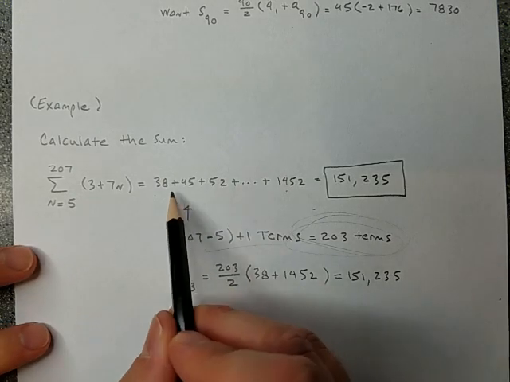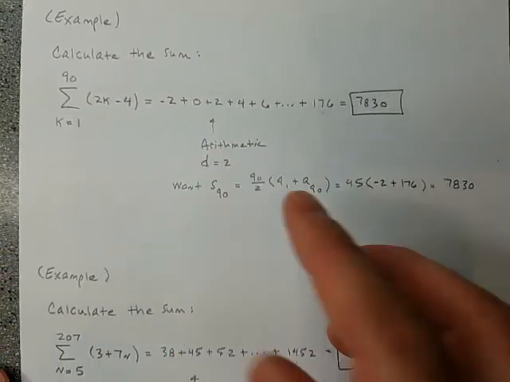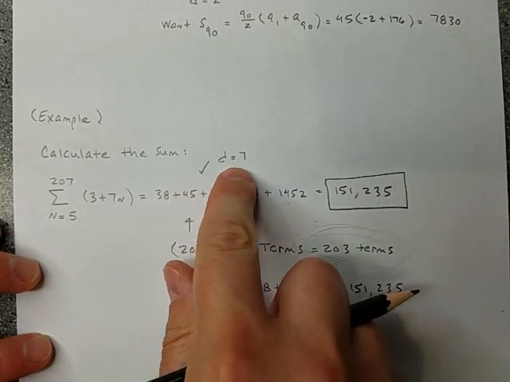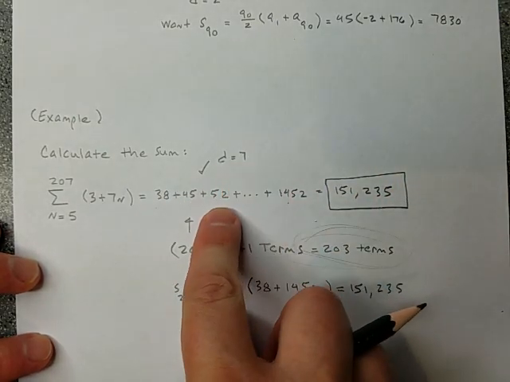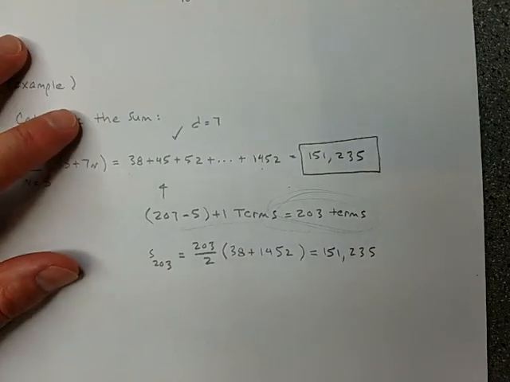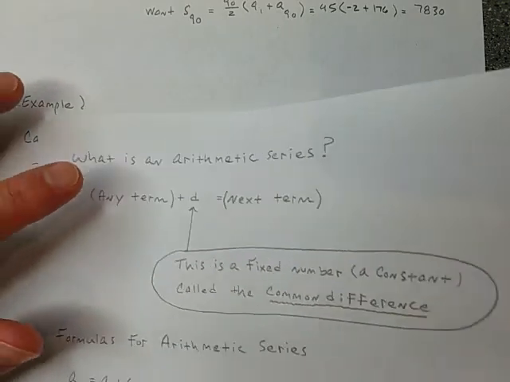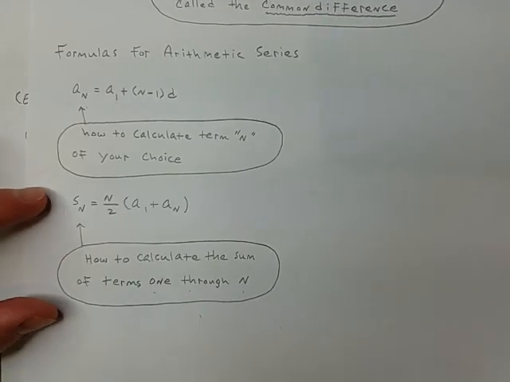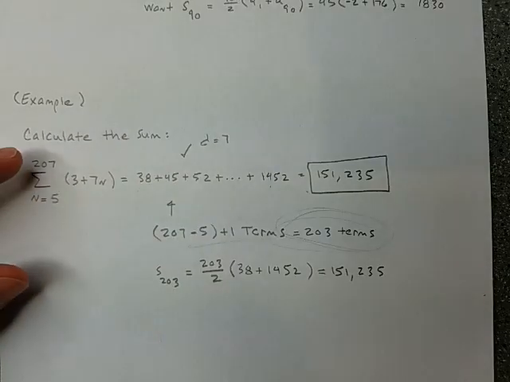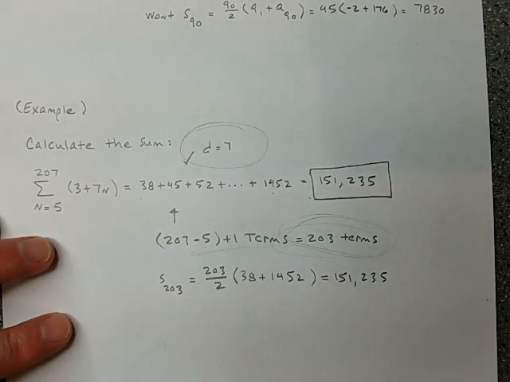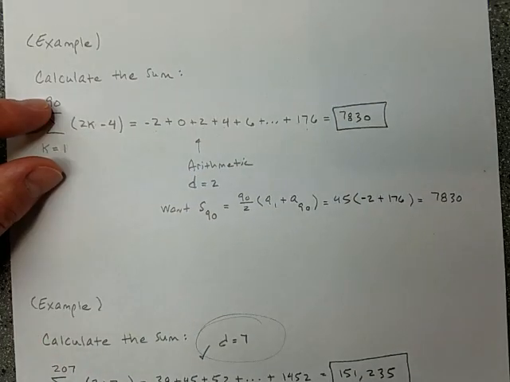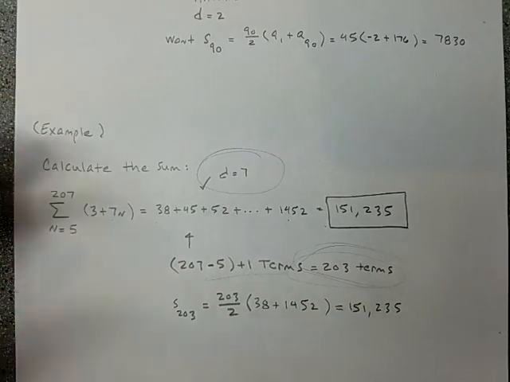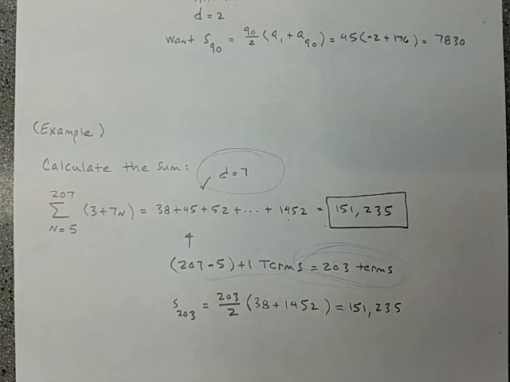And I forgot to say, this is an arithmetic series, right? I pointed that out here. d is 7, isn't it true? 38 plus 7 is 45. 45 plus 7 is 52. Those formulas I showed you, this one and this one, are only for arithmetic series. That's my fault for not pointing that out to begin with. But this is an arithmetic series just like that one is. You may even notice a pattern to figure out what d is from the very beginning. Anyway, that's what we have for finite series. The next video, infinite series.